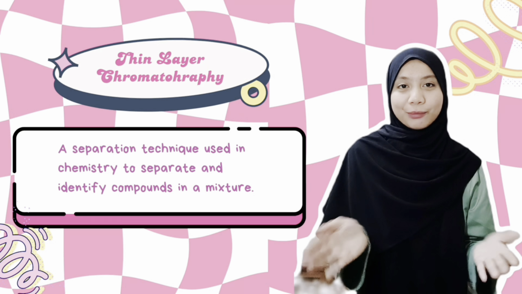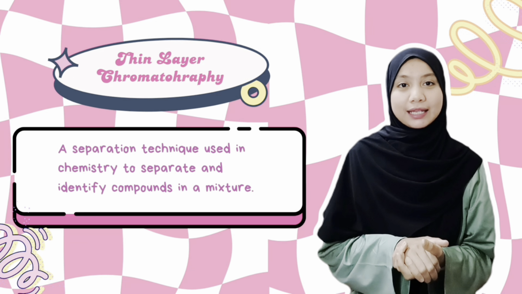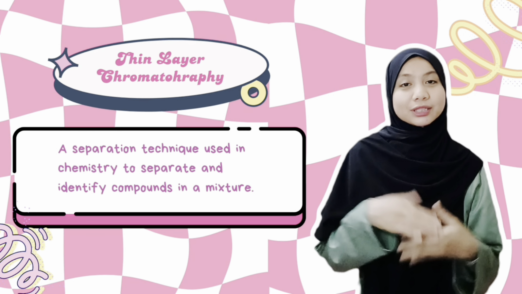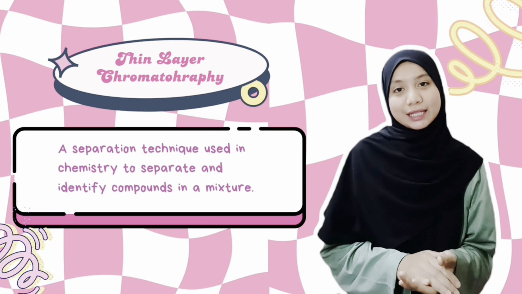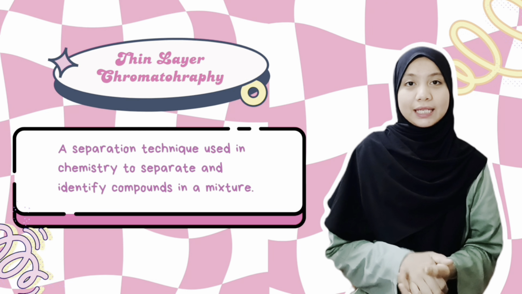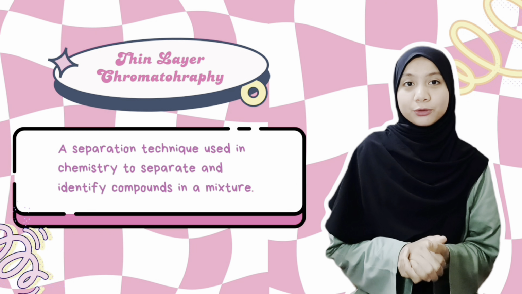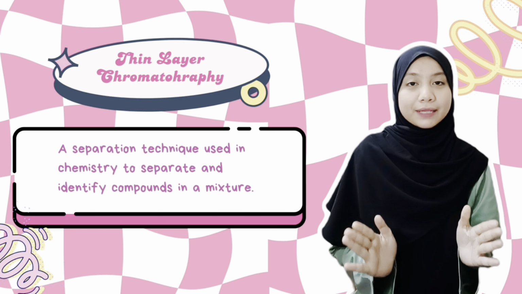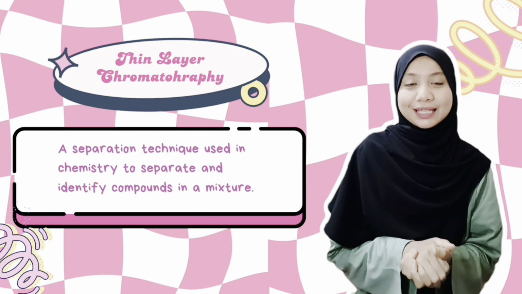Hello everyone! Today we are going to explain thin layer chromatography, also known as TLC, using simple materials and Skittles as an analogy. Thin layer chromatography is a separation technique used in chemistry to separate and identify compounds in a mixture. Even though TLC is commonly performed in laboratories using specialized equipment, the basic concept can still be understood using simple demonstrations.